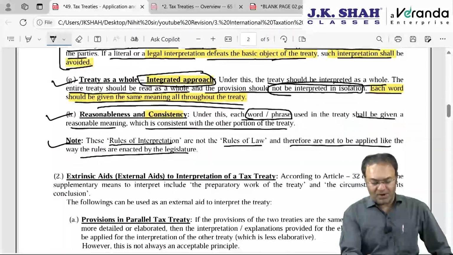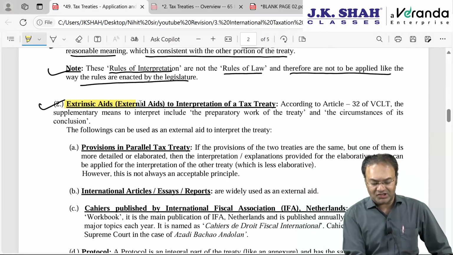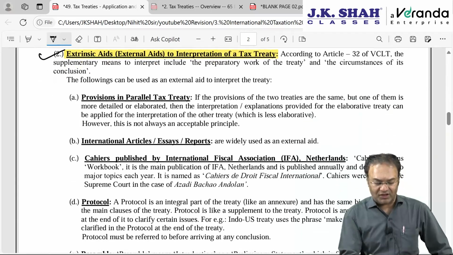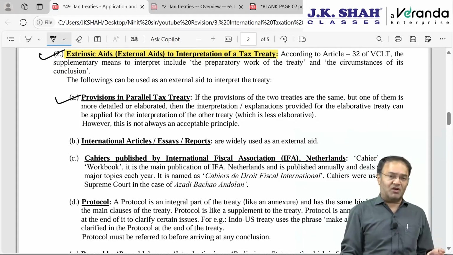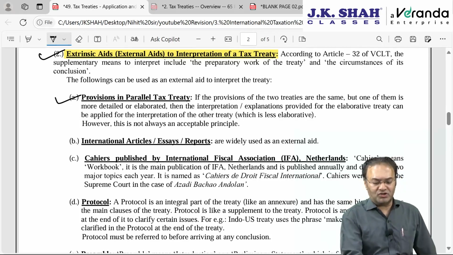Okay, now the second part is external rules or external aids, or we can call them extrinsic aids to interpret the treaty. It says various extrinsic materials are available. There are 5 or 6 covered by the Institute: A, B, C, D, E, F, 6 are covered. So it says provisions of parallel treaty.